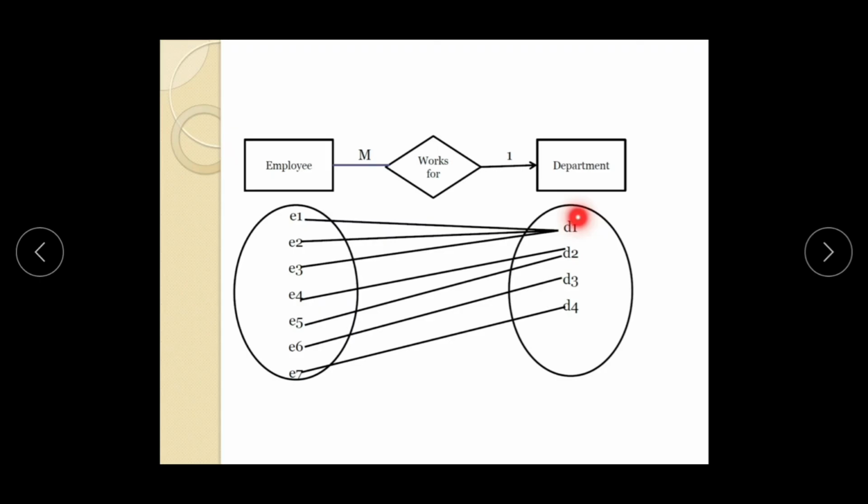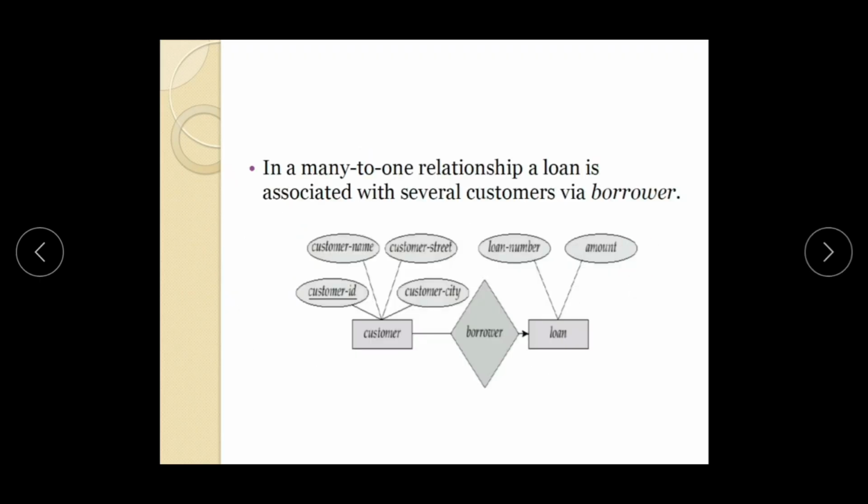But in the reverse way, a department can have many employees. So D1 can have employees like E1, E2, E3. D2 is having employees like E4 and E5. So this is called many to one cardinality.